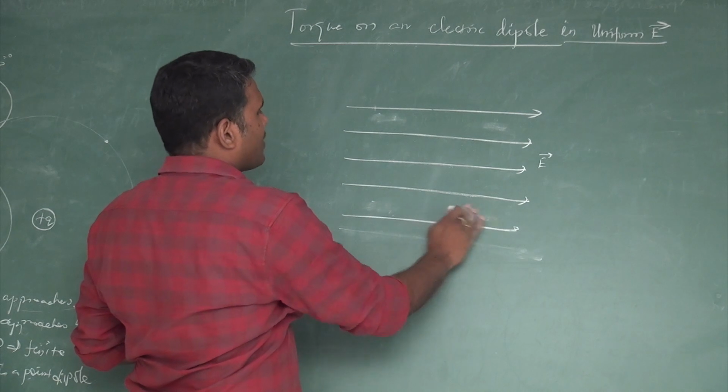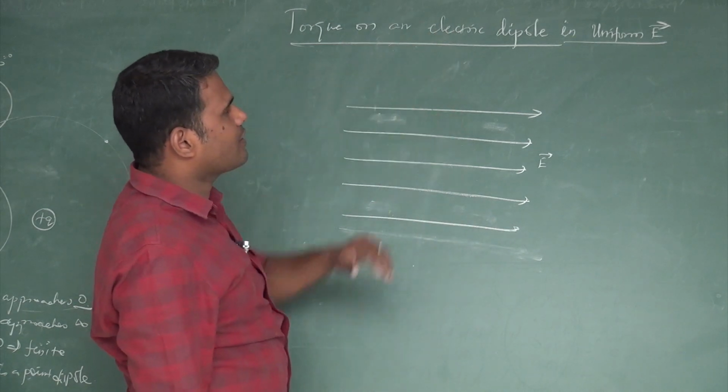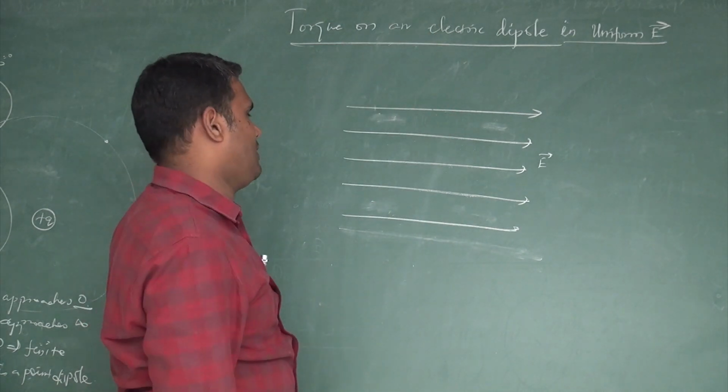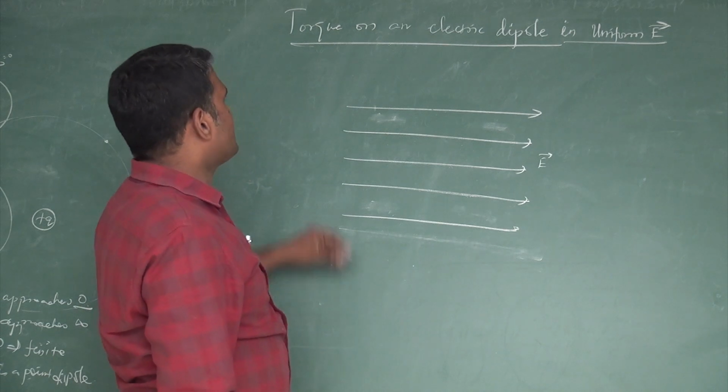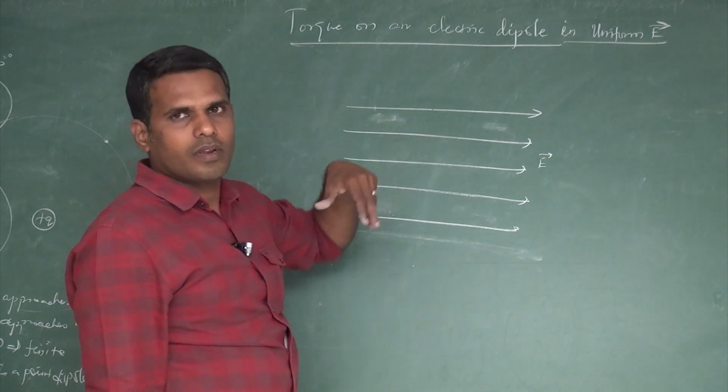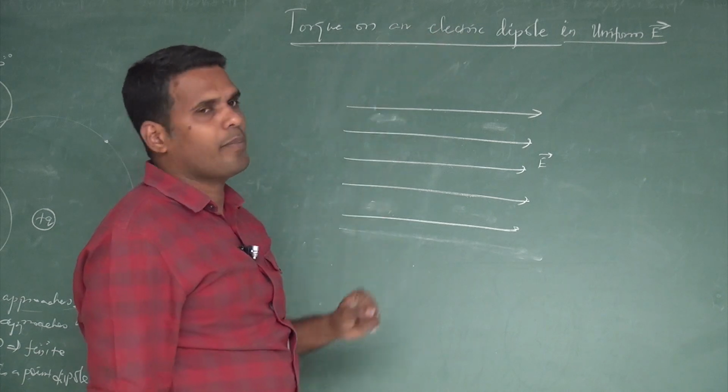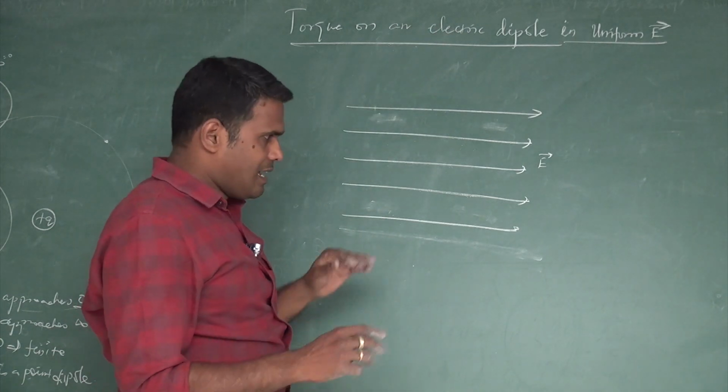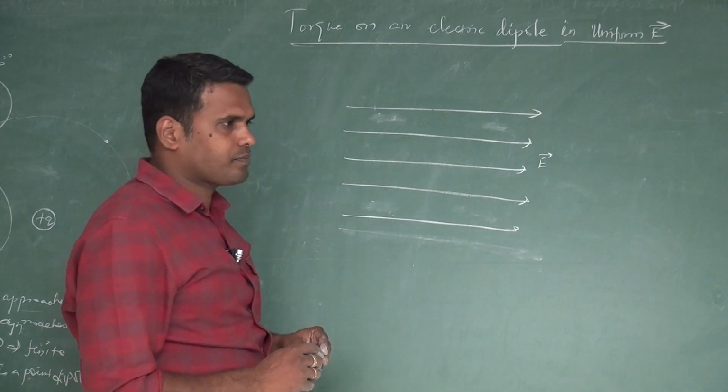We are going to calculate the torque acting on an electric dipole in a uniform electric field. What is the necessity of speaking about torque on a dipole in a uniform electric field? We can have a simple explanation here.